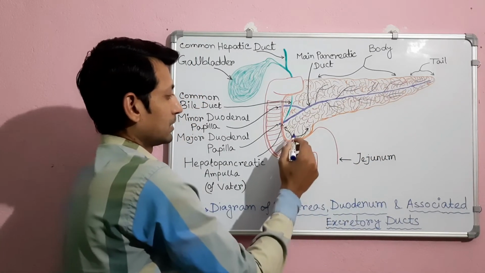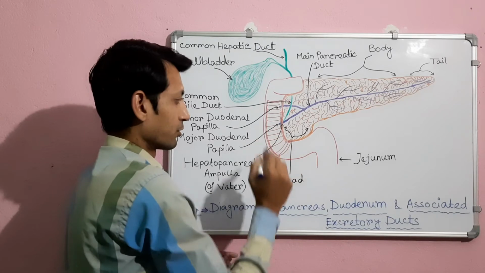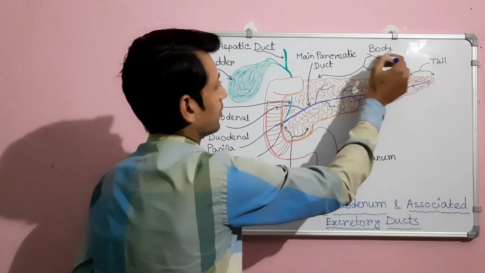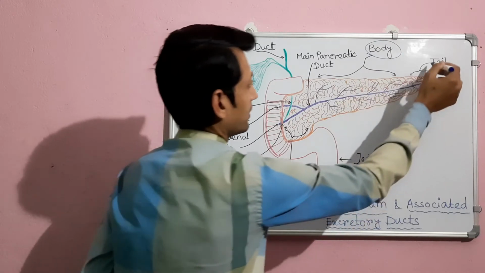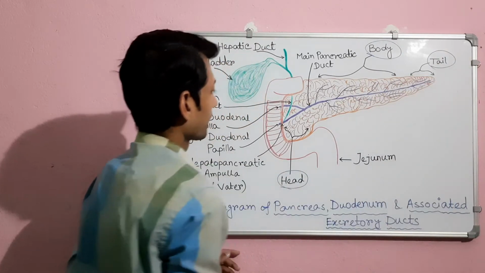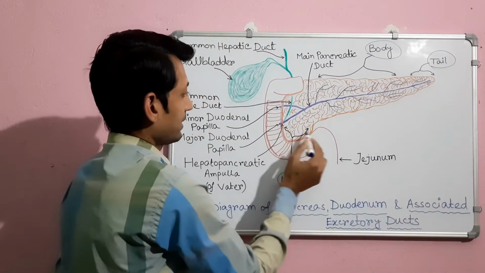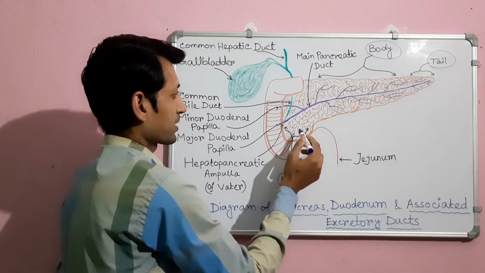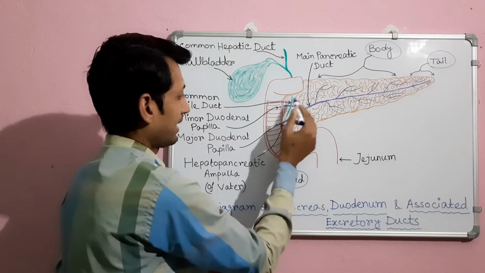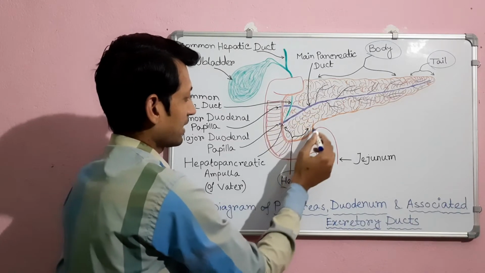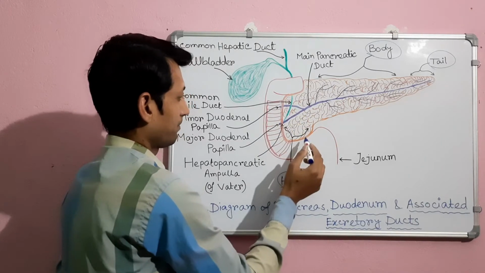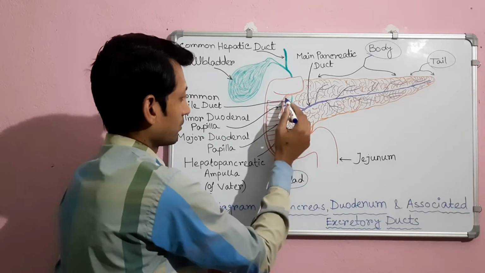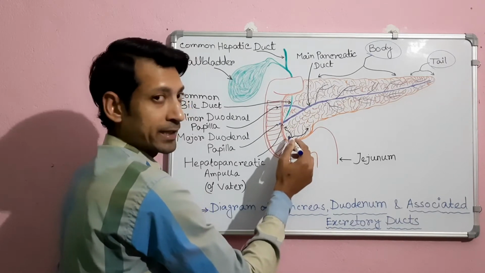Now, the pancreas has three zones: head, body and tail. This is the head. It is the expanded portion of the pancreas and lies in the C-shaped curve of the duodenum. The head portion is connected with the duodenum by connective tissue.